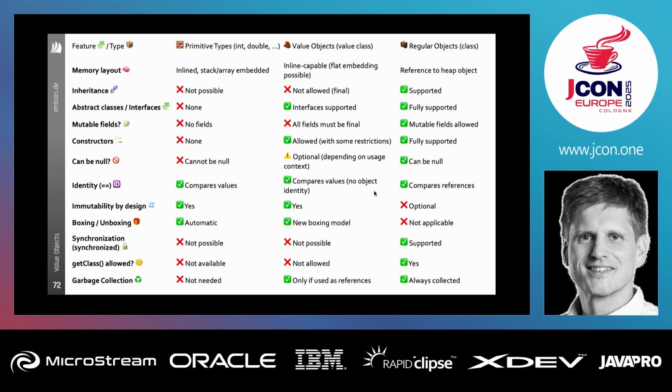Here's a table with all the information, the comparison between primitive types on the left-hand side, value objects in the middle, and regular objects on the right-hand side. You see the differences, like we have some limitations, for example, with constructors. Constructors in value objects mean you are not allowed to reference this, because there is, or maybe there will be, no this. This is the object on the heap, and maybe it's inlined somewhere on the stack, so there will be no this if the JVM optimizes it. These are some restrictions, for example.